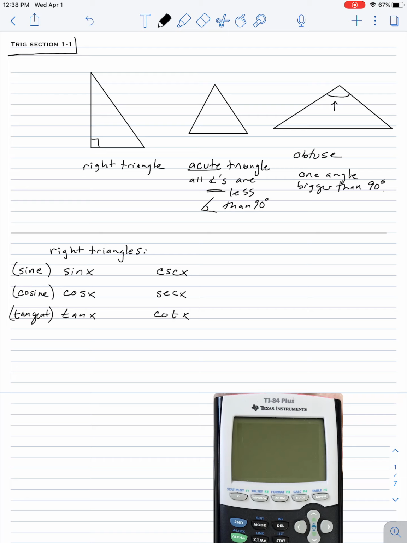Okay, and then over here, I'm going to put some ratios here, so leave some space. This is cosecant. This is secant. And this is cotangent. So when we're talking in class, you know what we're talking about. Those are the abbreviations. And these functions are defined based on a right triangle.